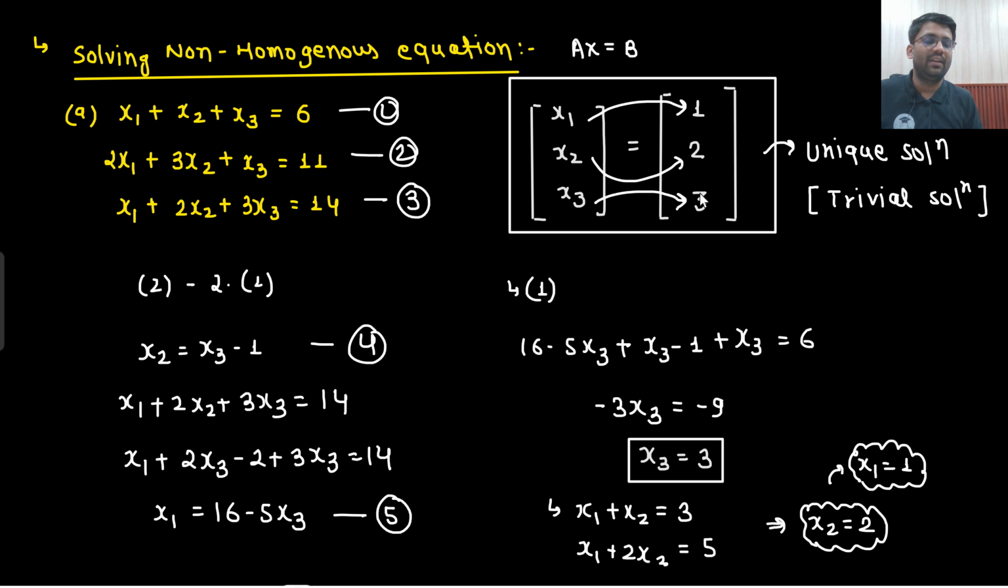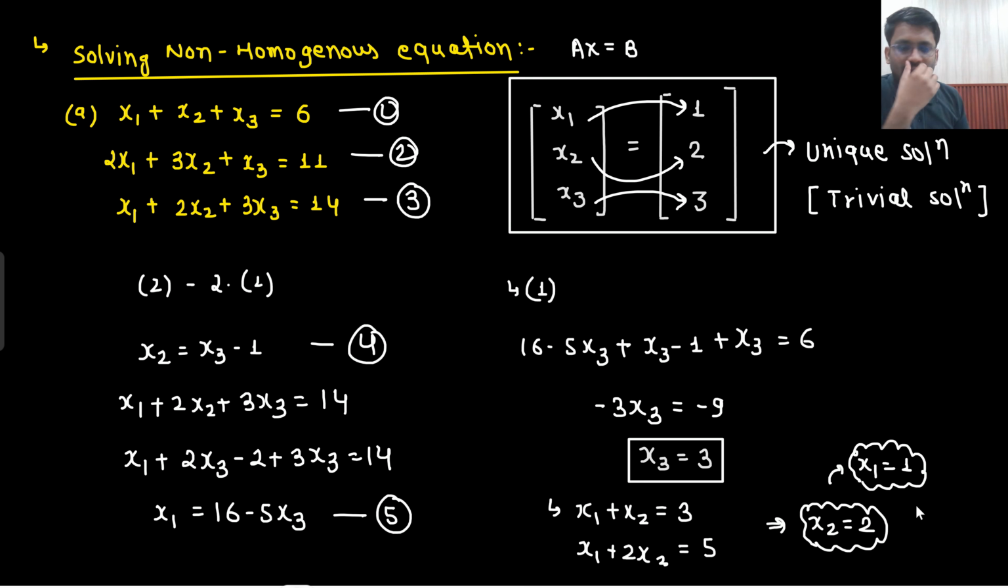All are having a certain fixed value. x3 is having a fixed value, x2 is having a fixed value, x1 is having a fixed value. And there is a unique solution. x1 can take only value 1, x2 can take only value 2, and x3 can take only value 3. So there is a unique solution, or you call it a trivial solution. Is that understandable to you or not?